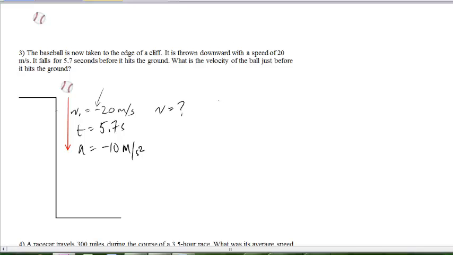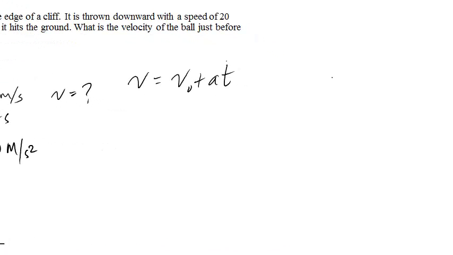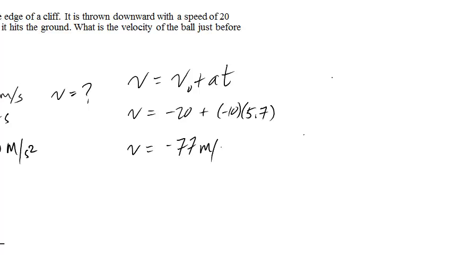And as it turns out, it's the same equation we used in the last problem. Even easier, in this case, it's already solved for what we want to find. So minus 20 plus negative 10 times 5.7, and I get minus 77 meters per second.